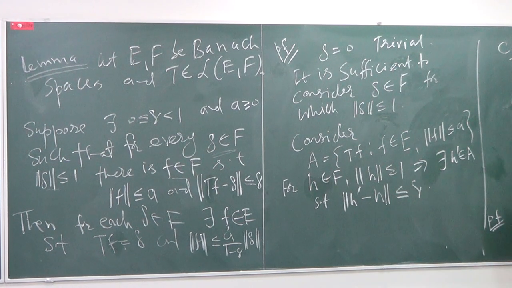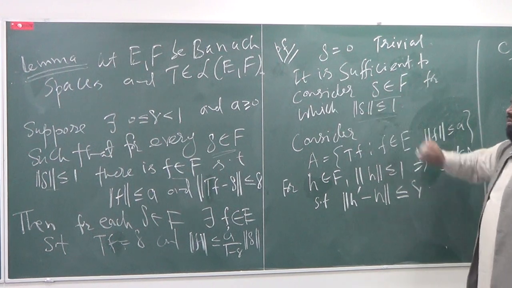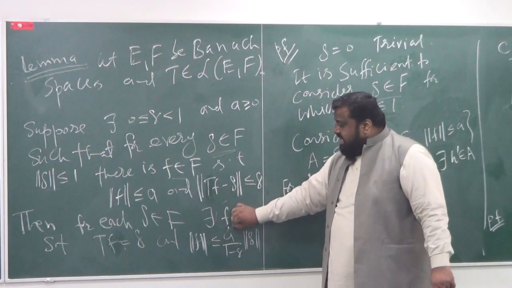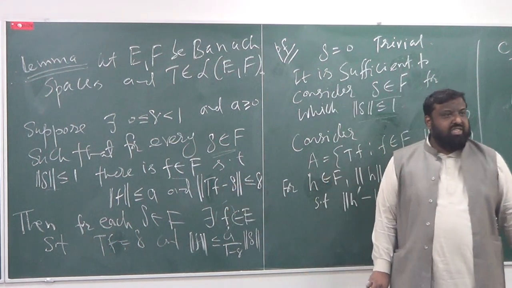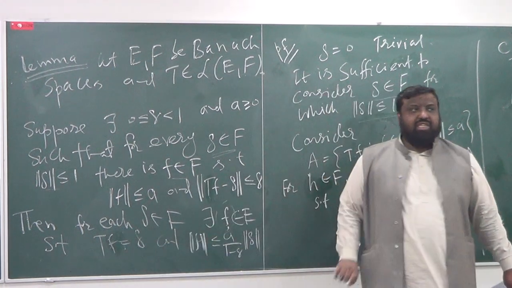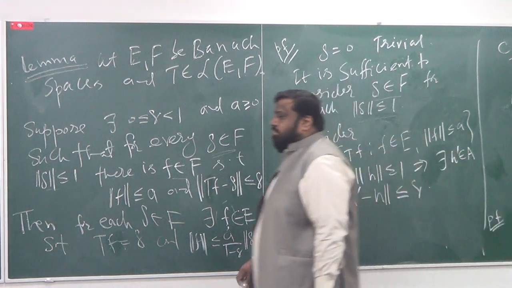Don't forget our goal. We have been given a G with norm less than or equal to 1, and we have to construct an approximate pre-image F for this G in such a way that these two conditions are satisfied. The norm of F is less than or equal to A.